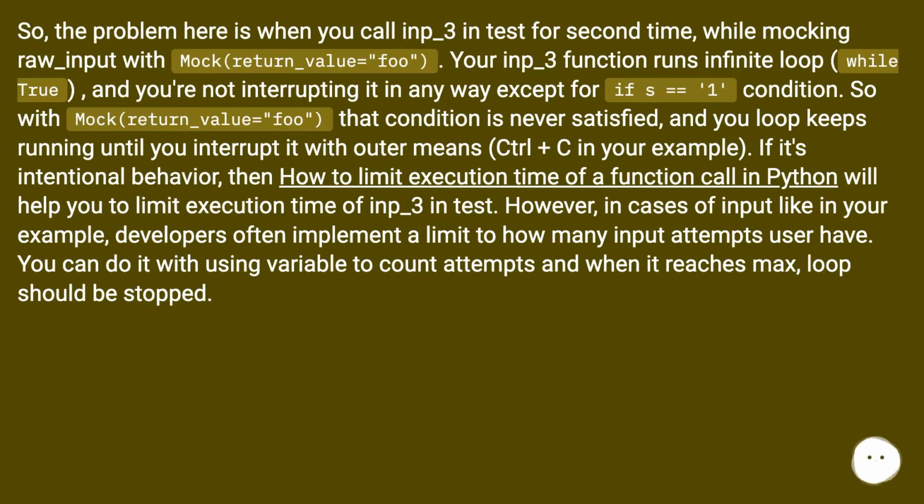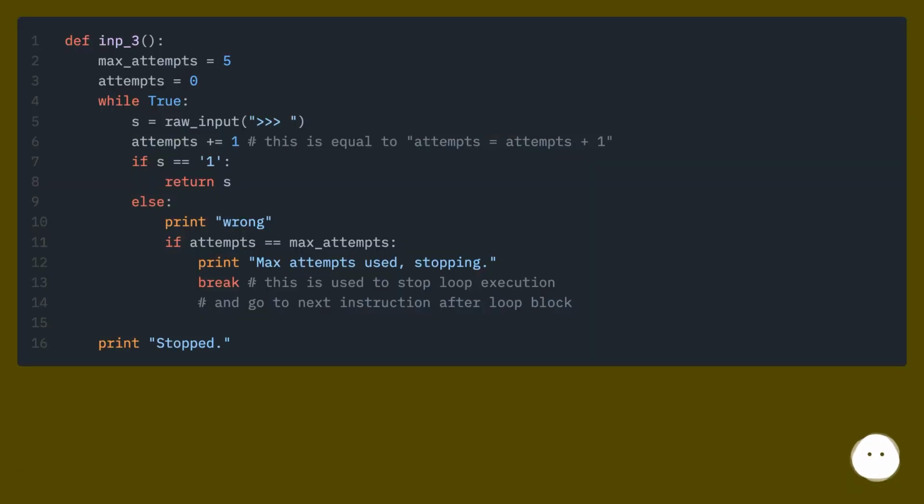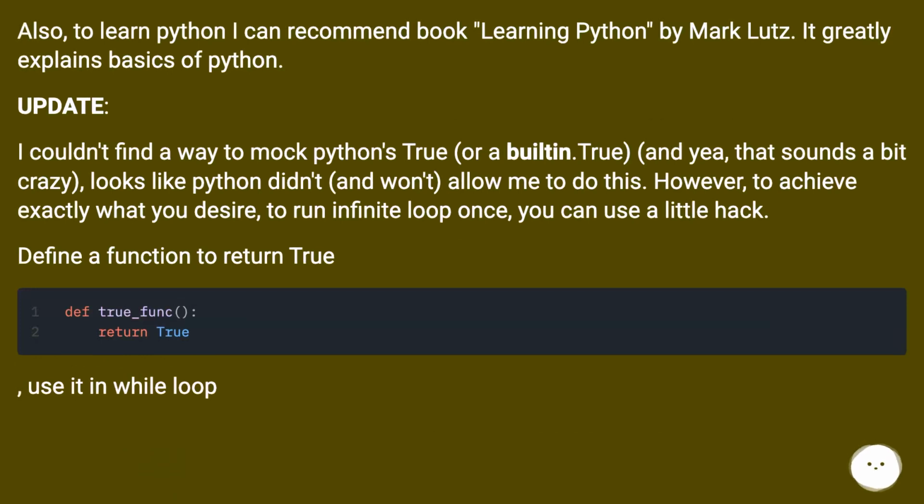If it's intentional behavior, then how to limit execution time of a function call in Python will help you to limit execution time of INP_3 in test. However, in cases of input like in your example, developers often implement a limit to how many input attempts user have. You can do it using a variable to count attempts, and when it reaches max, the loop should be stopped. Also, to learn Python I can recommend the book Learning Python, by Mark Lutz. It greatly explains basics of Python.